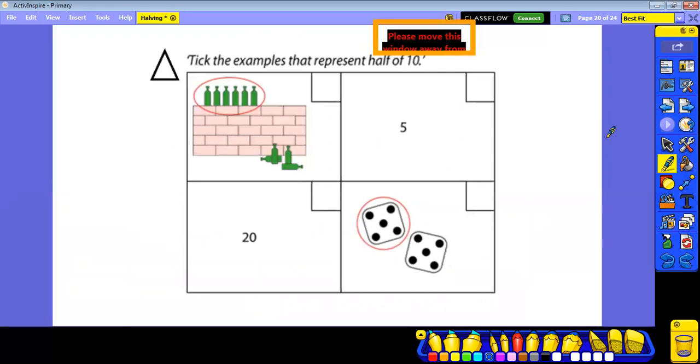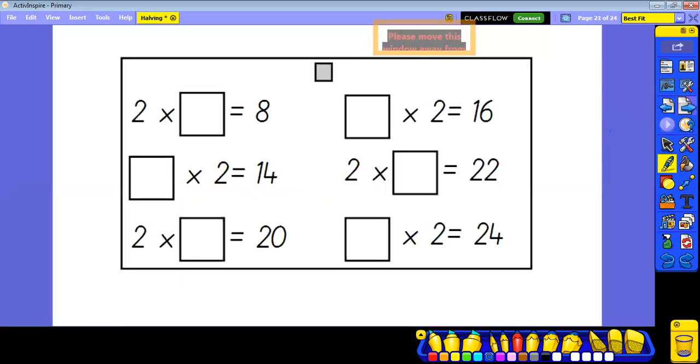The triangle sheet is an opportunity for reasoning where you just need to tick the examples that show half of 10. So think very closely about what halving is. Think about what your whole is, and if you split 10 into 2 groups, what would you get? Remember, your 2 groups have to be equal, otherwise it is not half.